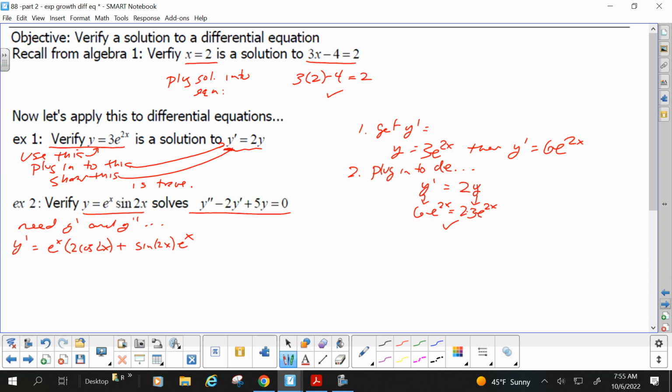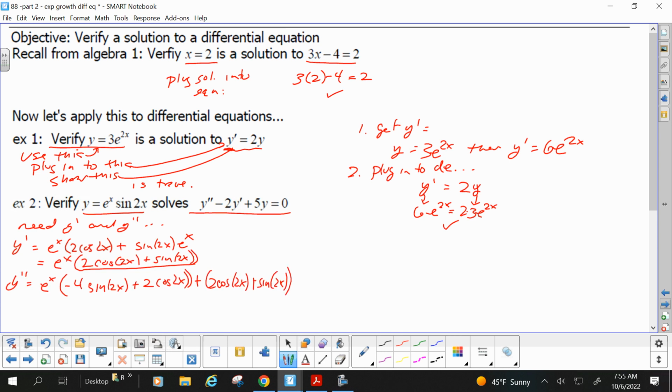Before we take the second derivative, I'm going to say y prime is e to the x times 2 cosine of 2x plus sine of 2x. Y double prime then, by product rule, is first stays the same, derivative of the second is negative 4 sine of 2x plus 2 cosine of 2x, plus second stays the same, 2 cosine of 2x plus sine of 2x, times derivative of the first, e to the x, yeah?